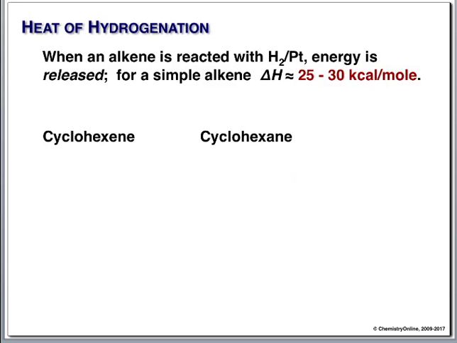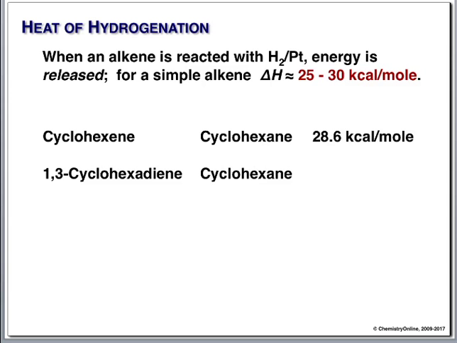So this is thermodynamics. If you start with cyclohexene and go to cyclohexane, you can measure a delta H. In this case, it's close to 30 kilocalories per mole. Now, if you do a diene, again, back to cyclohexane, you get just about double that. So that's a nice trend.